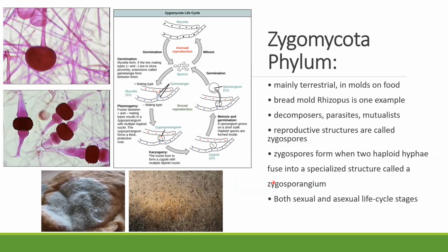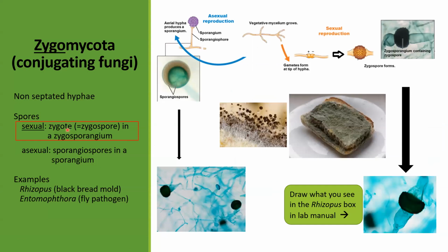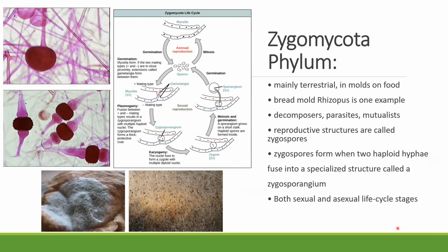So then you would move on to Zygomycota. When you think Zygomycota, you want to think bread mold. It is a common example of Zygomycota. And like I said, you'll want to draw the image shown in your lab manual. There are images here that you can choose from as well, or down here. So you can draw these images in your lab manual. And here is a chart discussing how sexual reproduction occurs in this phylum, as well as asexual reproduction.